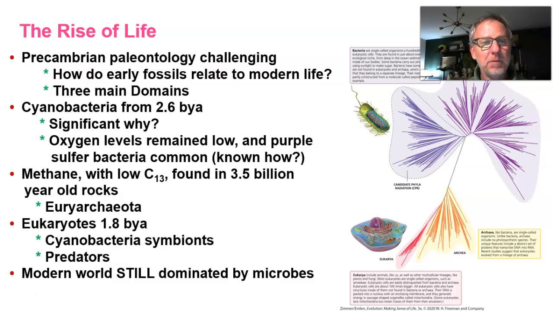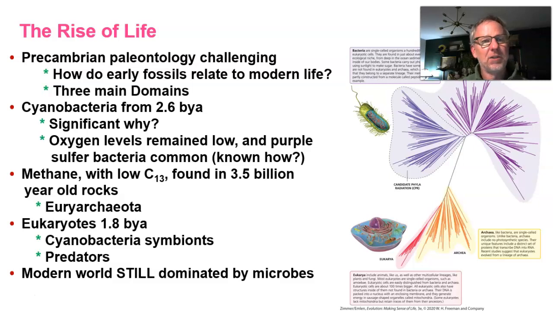So significant why? We've just addressed that because they are photosynthetic and they release oxygen so they can start changing the planet's chemistry. So oxygen levels remain low for quite a long time, and purple sulfur bacteria remained common for a long period of time. How do we know that? Remember those biomarkers earlier, like the okenanes that are produced by the purple sulfur bacteria. So we know this from those biomarkers, that paleontological chemistry.